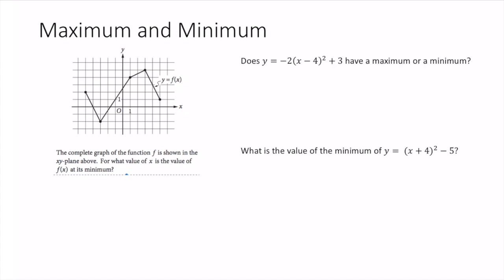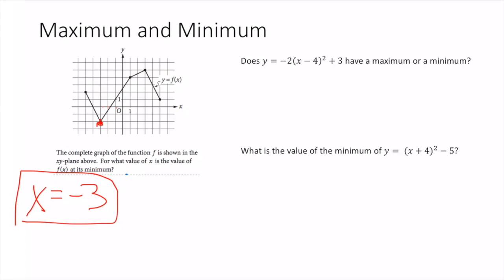The complete graph of the function f is shown in the xy plane above. For what value of x is the value of f at x at its minimum? First, the minimum is again the lowest point, which is occurring right here. We just want to know what value of x, so where that's happening. So this is -1, -2, -3. So x equals -3. That's my answer here.